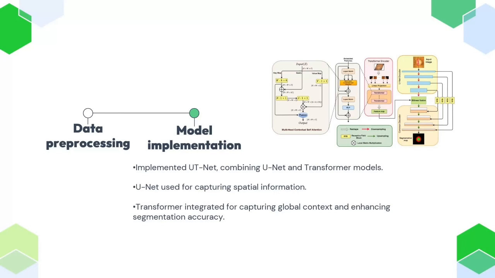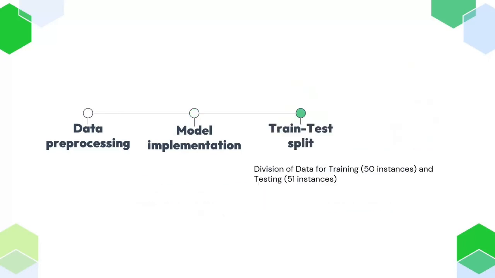Once we were ready with the architecture, we moved to the next step, which is train test split. We split our dataset into training and testing sets with 50 and 51 instances of data in each. This step is crucial to ensure that our model learns from a subset of the data and is then evaluated on unseen data, allowing us to measure its true performance.